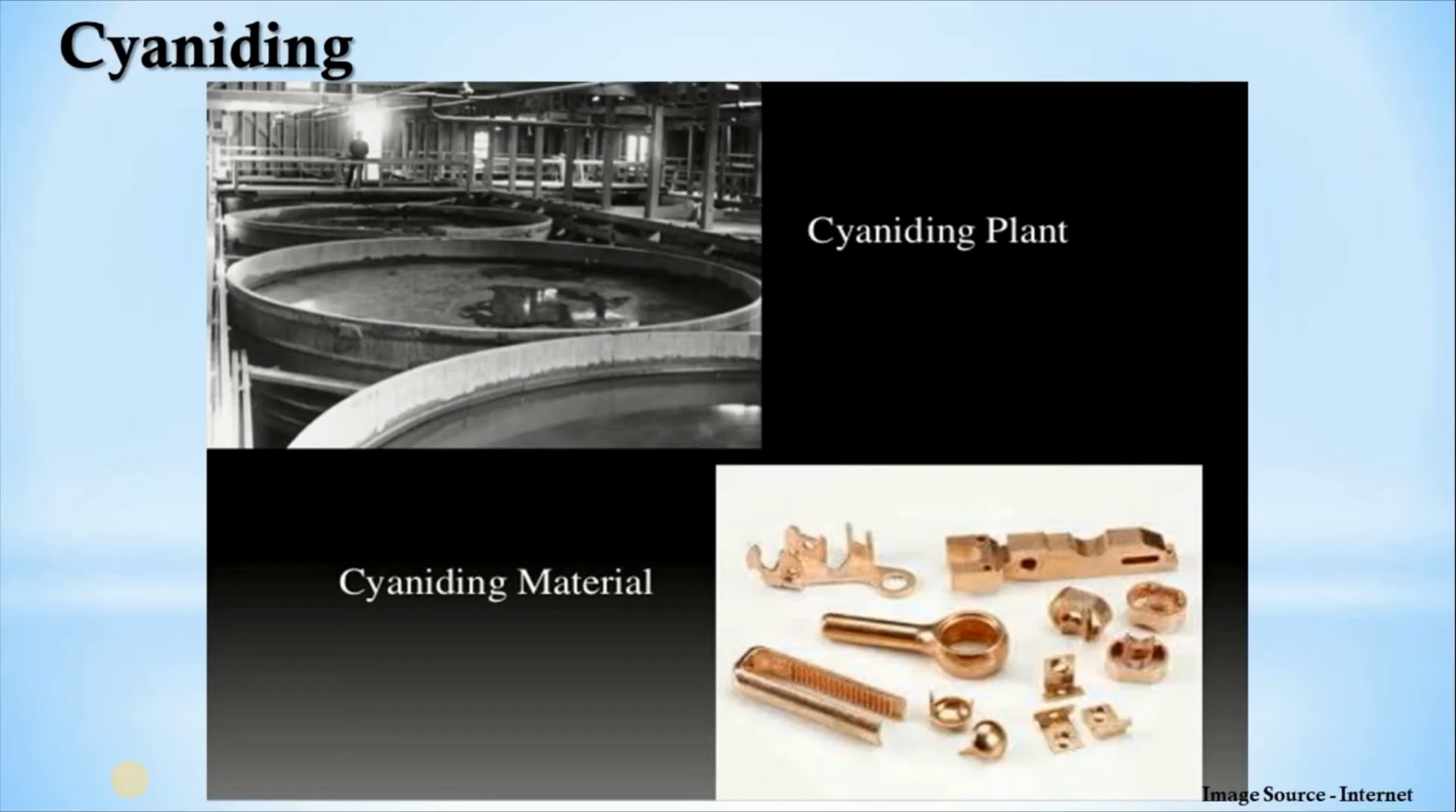Cyaniding is a case hardening process that is fast and efficient. It is mainly used on low carbon steels. The part is heated to about 871 to 954 degrees Celsius in a bath of sodium cyanide. You can see the cyaniding plant. It is a bath containing sodium cyanide, and then the part is quenched and rinsed in water or oil to remove any residual cyanide. Then we get the final finish of the product. That is the cyaniding process.